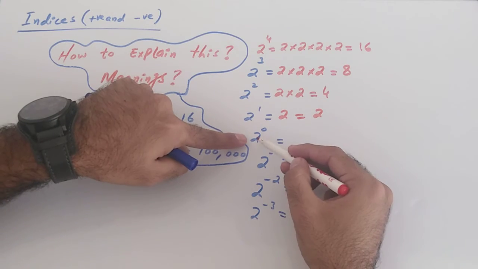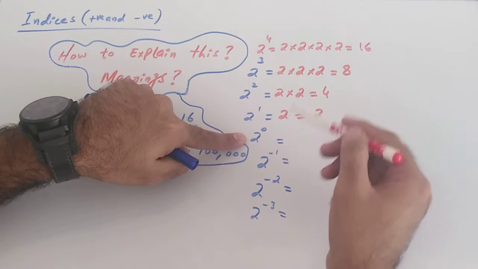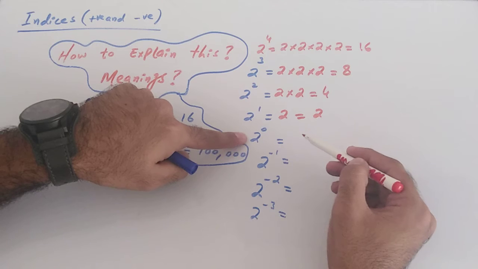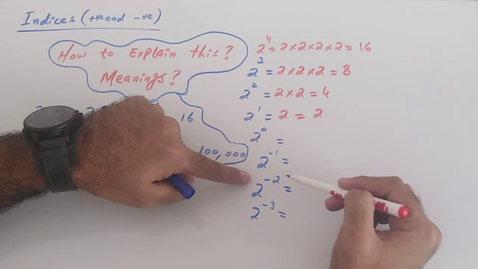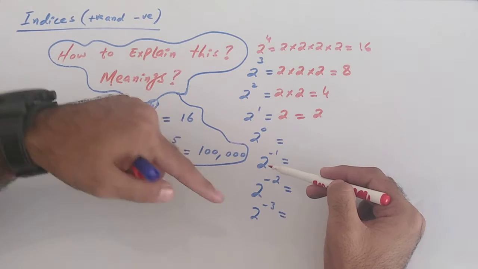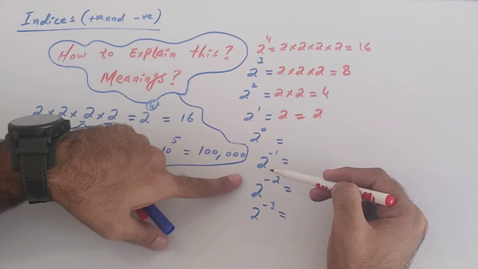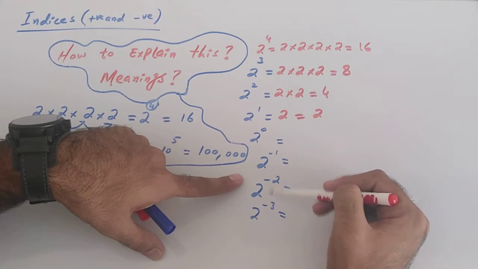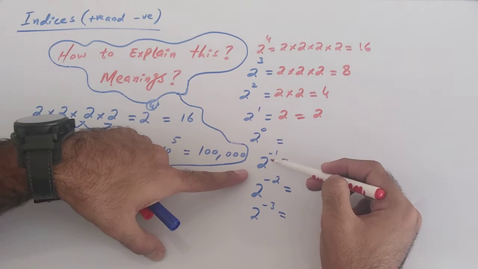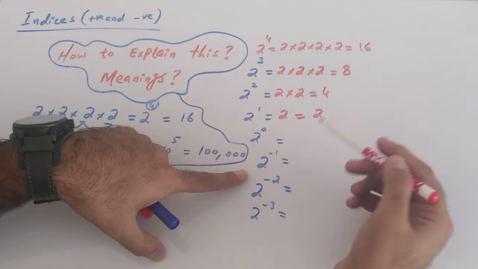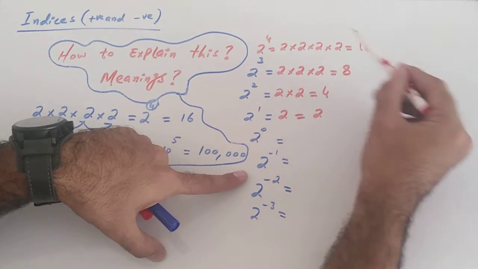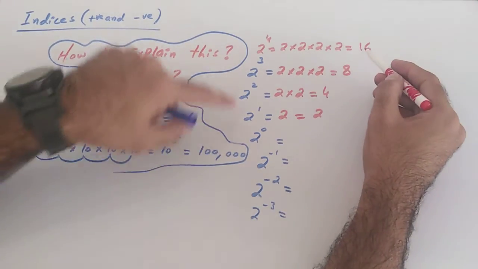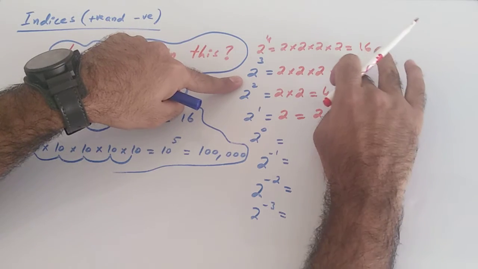What about this one? How will you write this as an expansion? You just know the answer is 1. But have you ever asked yourself, or even your teacher, how you get these answers directly? What's the reason? Look at the pattern: 2 to the power 4 was 16. How can you get the next one?